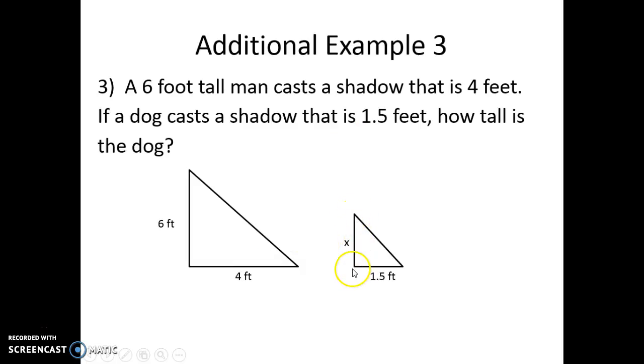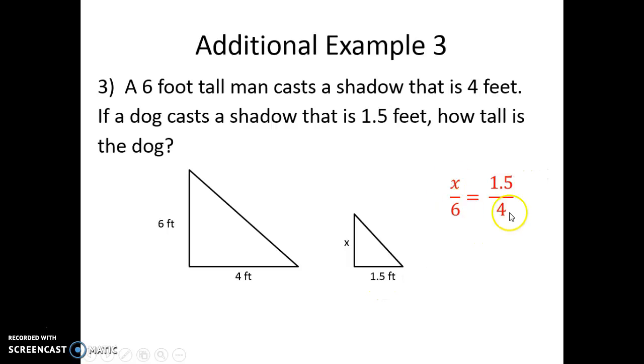So we don't know how tall the dog is, so I put X there, but we do know his shadow is 1.5 feet long. So now I can set up a proportion. So X corresponds to 6, and 1.5 corresponds to 4. You could also have 6 and 4 corresponding, and then X and 1.5 corresponding. That would be fine as well.